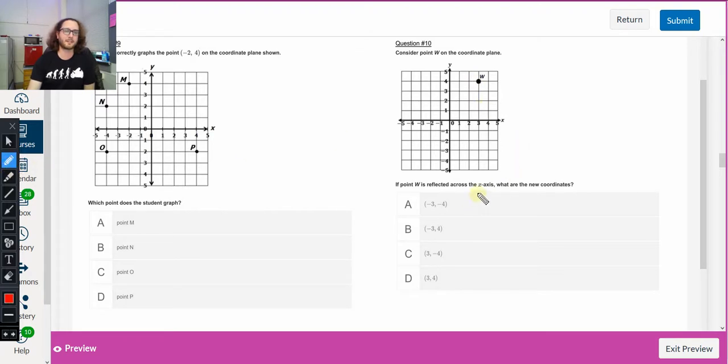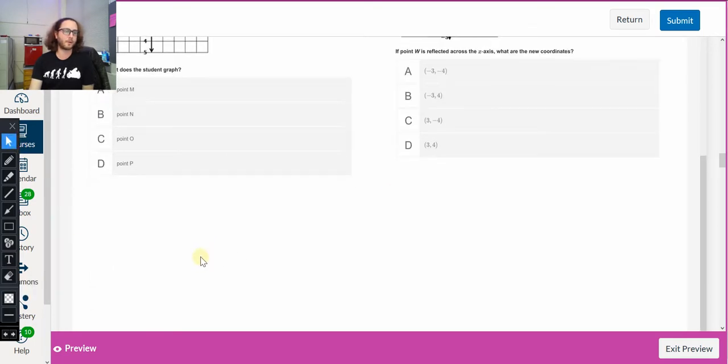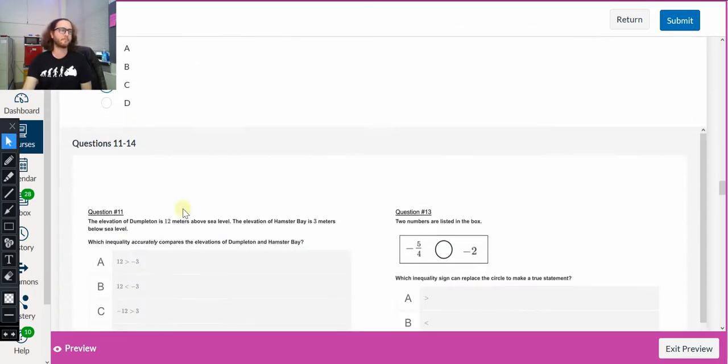For number 10, it's asking what are the coordinates of W after it is reflected across the x-axis. Okay, so if I use this red line as a mirror and I go 1, 2, 3, 4, 1, 2, 3, 4, what would be the coordinates after it's been reflected down there? And the answer would be positive 3, negative 4. So that would be C, positive 3, negative 4 for number 10.